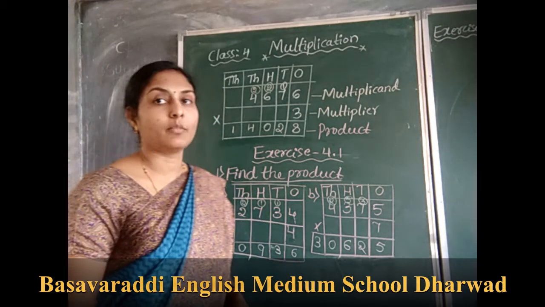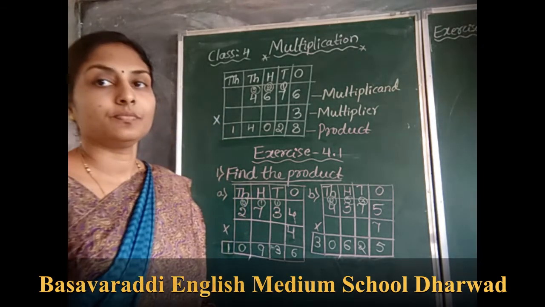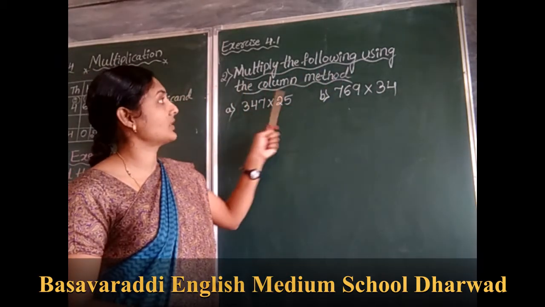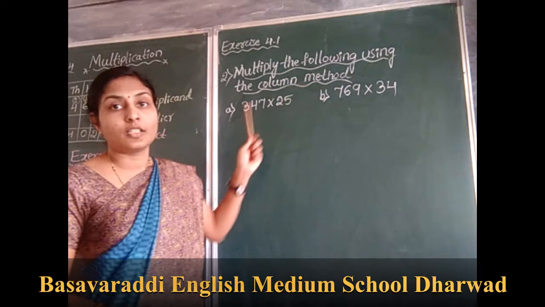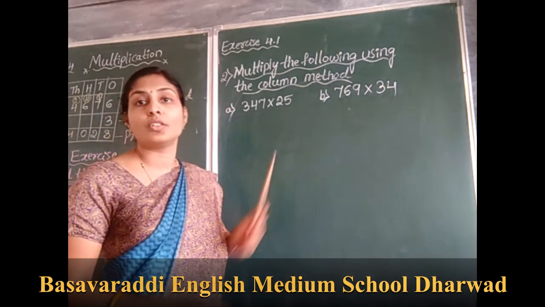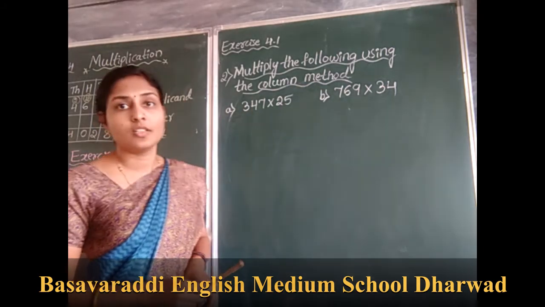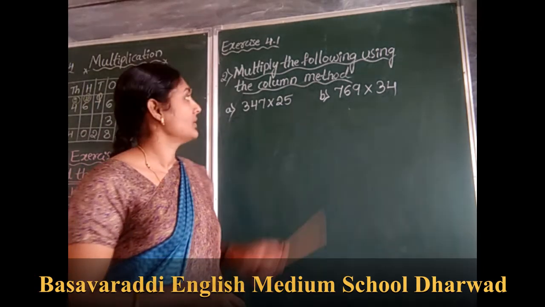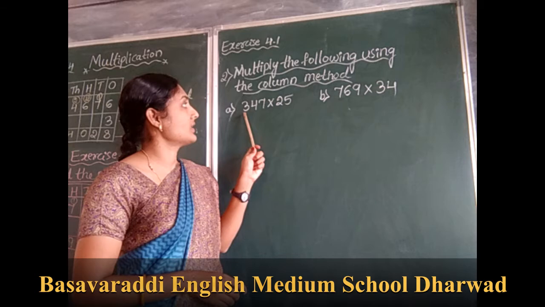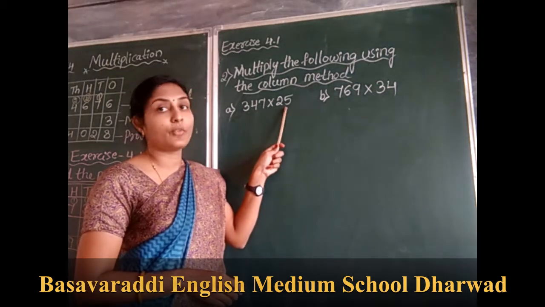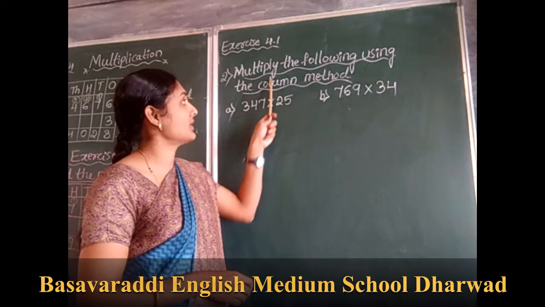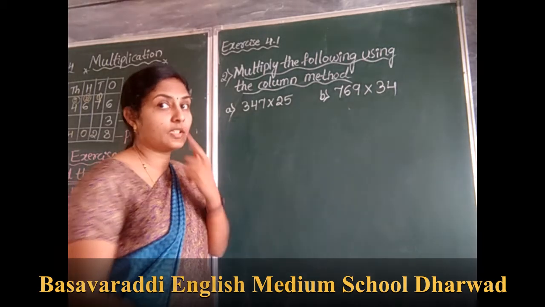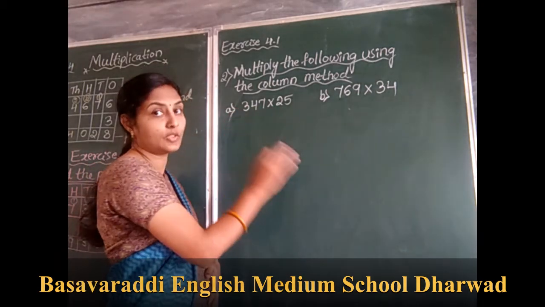Next, let us move to the second main question. The second question is to multiply the following using the column method. We already learned that multiplication is repeated addition, so it is a quicker way of finding the sum. The question is 347 into 25. So we have to arrange the numbers in columns. First write the numbers one below the other.